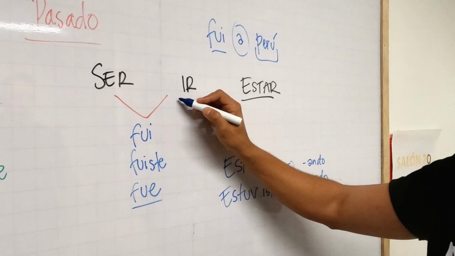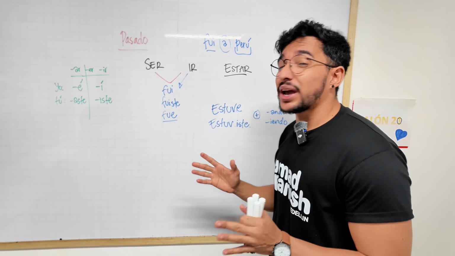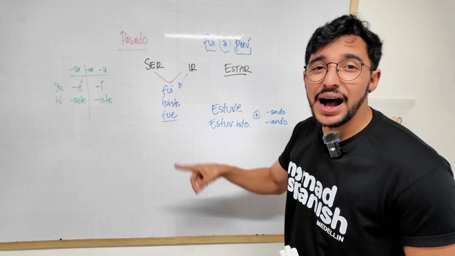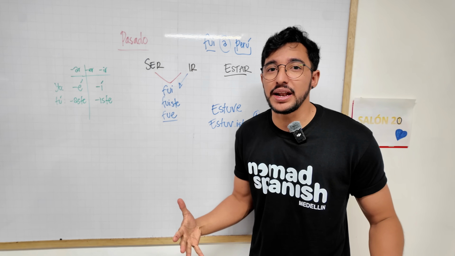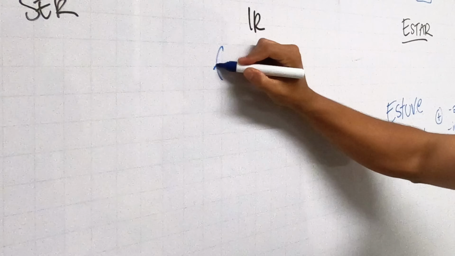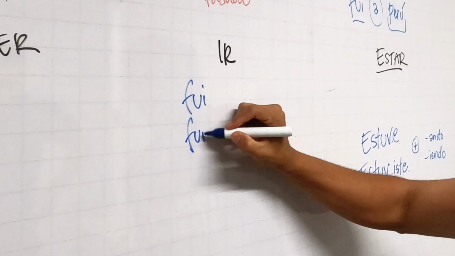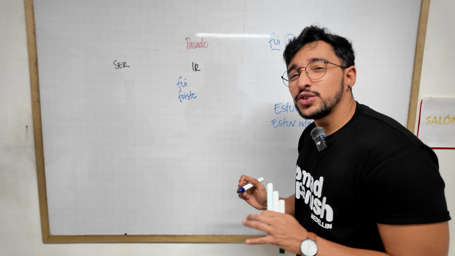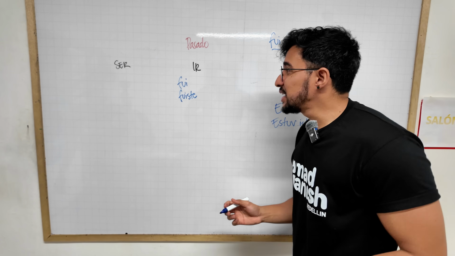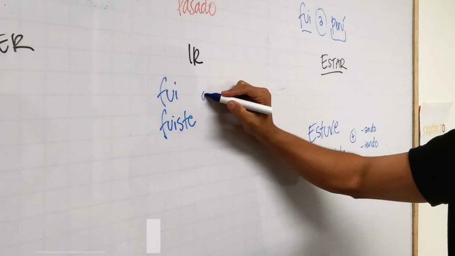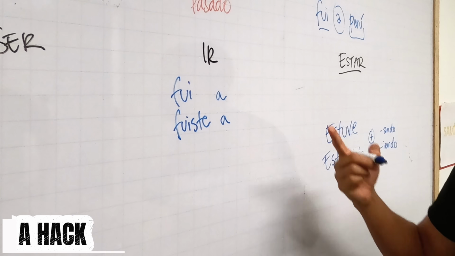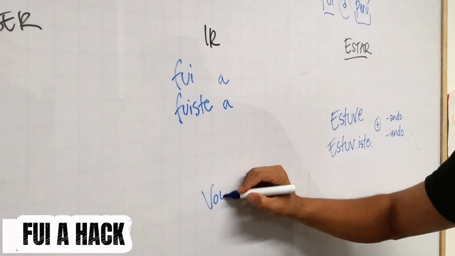But let's check it first with ir. How can you exploit ir in past tense to hack your Spanish? So with ir, remember, I went, you went. What you need to do all the time when you're using ir in Español is to put an a, like in present tense, voy a, right? I'm going to, voy a.